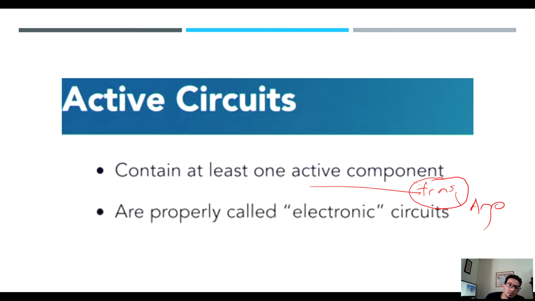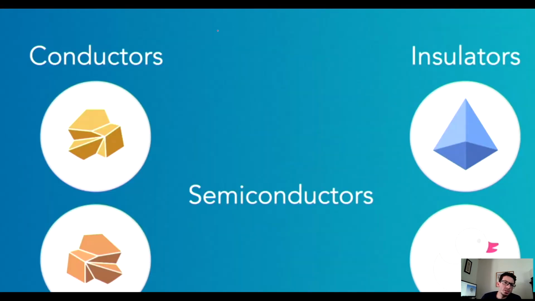In fact, the active circuit can be called electronic. So when we talk about electronics, we're talking about circuits with active elements. We mentioned before that there are three main types of elements. And when you go to the periodic table, you would have the metals, the transition metals, and the non-metals, and noble gases.